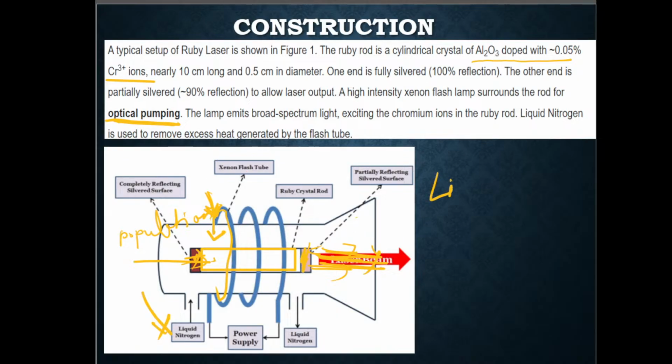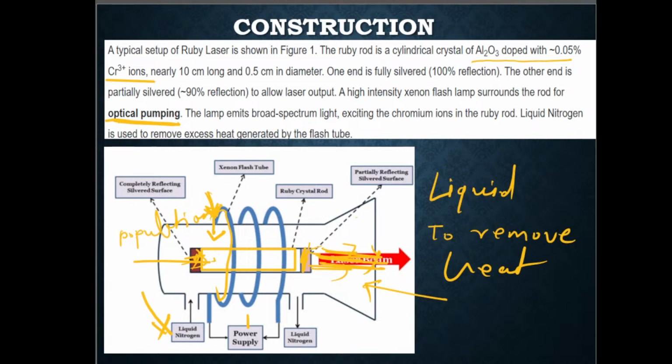Why is liquid nitrogen used? To remove heat. Whenever this laser is working, at that time some heat will be generated and that heat will be removed or decreased by using the liquid nitrogen surface. And one power supply is used, that is used to give a voltage or power supply to the xenon flash lamp. All these things you have to write in the construction.